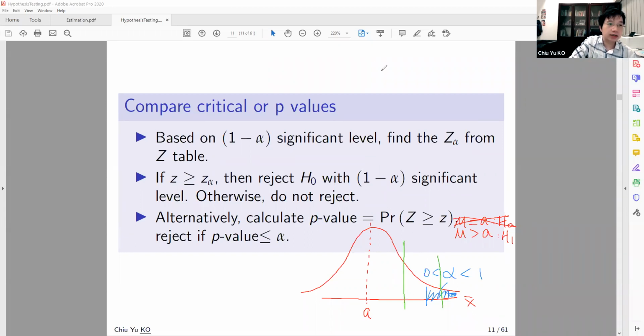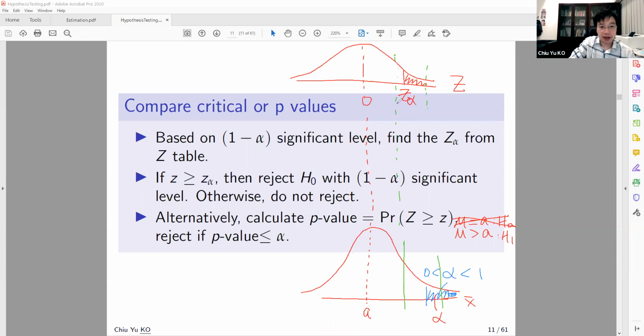And how do we calculate this? We usually transform this to the Z space, okay? Because that is how you have it, right? Instead of a, you have 0 here. So this is how we transfer into this one. And this is alpha, right? And that means that this is Z alpha, okay? And you compare this green thing to Z alpha, okay? If the green thing is bigger than Z alpha, you reject. If it is less than Z alpha, you fail to reject, okay?